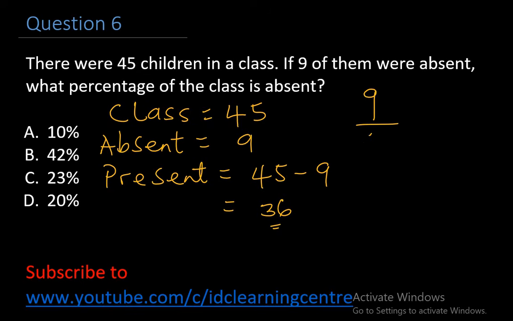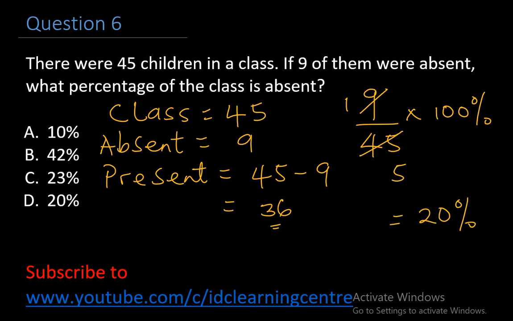9 out of the total number, which is 45, is absent. But as a percentage means you multiply by 100%. So 9 into 9 is 1, 9 into 45 is 5. 100% divided by 5 will give me 20%. So 20% is absent. The right answer is D.